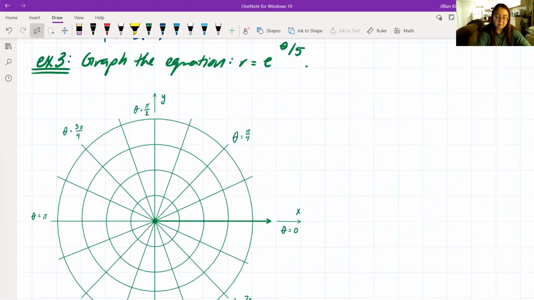So our last problem here, example 3, you want to graph the equation r is equal to e to the power of theta over 5. So this one definitely looks different. It doesn't look like anything we had before with our table of equations, but nonetheless, we can try and determine whether it is symmetric and go ahead and plot it.